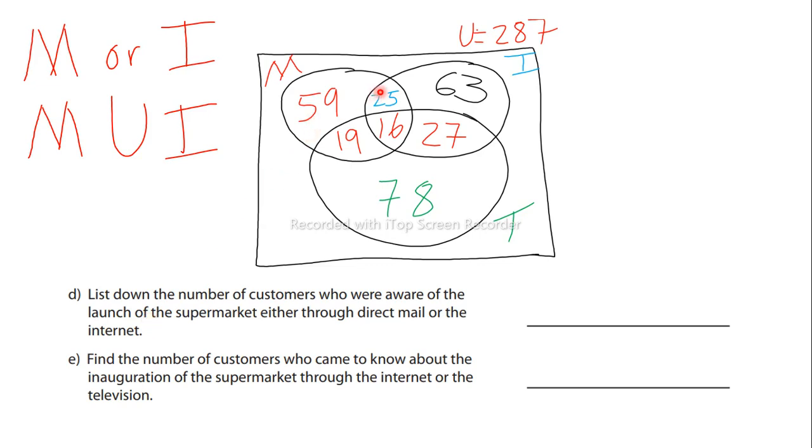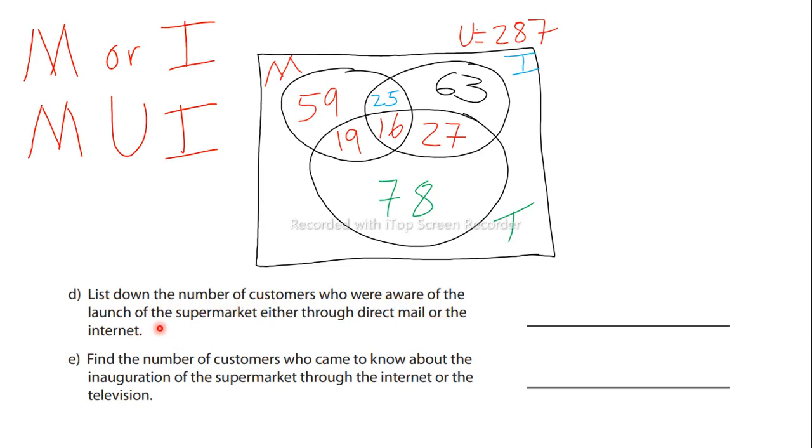Well, if we do 59, 25, and 63, we know this one was mail, we know this one was mail and internet, we know this one was mail and internet. I mean, just internet. They didn't say only. That's the thing. Now, if they want only, then they wrote the question wrong. But they didn't say only, because they say list down the number of customers who are aware of the launch of the supermarket, either through direct mail or the internet.